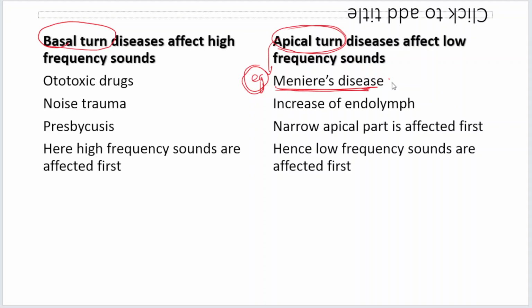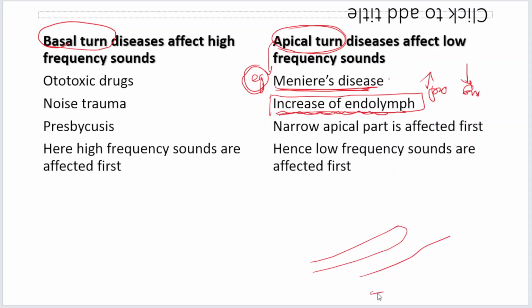What happens in Meniere's disease? There is an increase of endolymph, either because of increased production or decreased resorption. When endolymph is increased, the membranous cochlea increases in size. At the basal turn of the cochlea there is a lot of space, but at the apical turn there is not much space. So this dilatation affects the apical turn of the cochlea first.